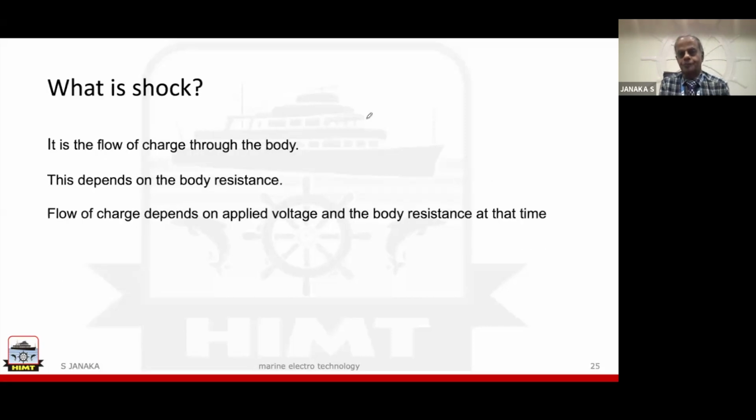So, what is shock? It is a flow of current, or what I normally call a charge, flowing through the body. The flow purely depends upon the body resistance and the applied voltage. If your body resistance is quite high, the charge flow may be less. If the body resistance is quite low, the charge flow will be more. It's not the same. Voltage may be constant, but the charge flow may vary according to the body resistance.